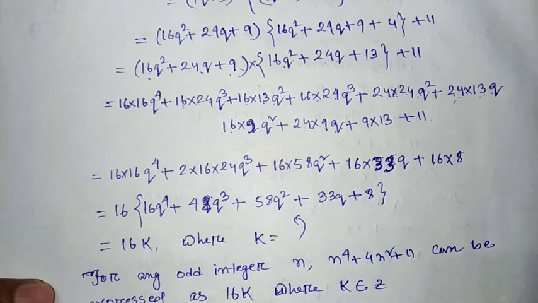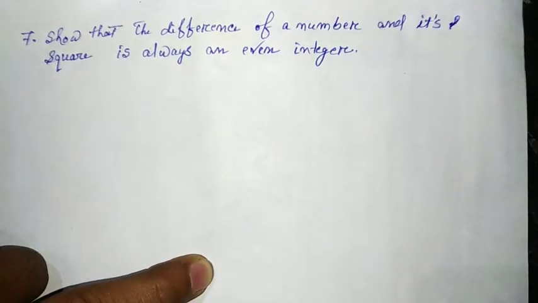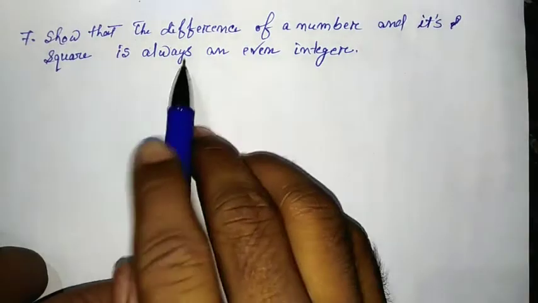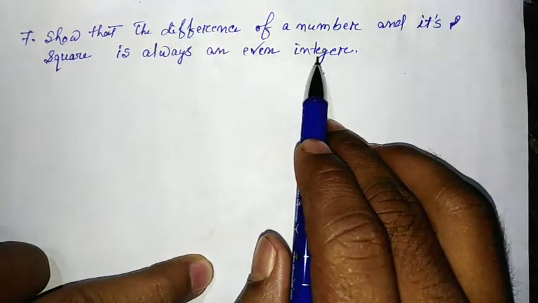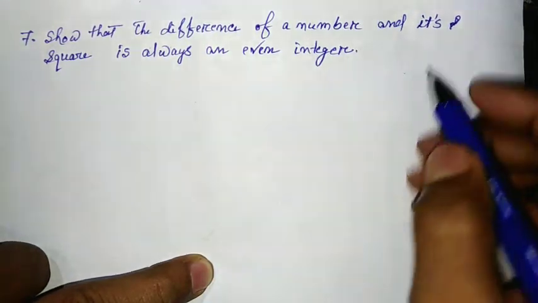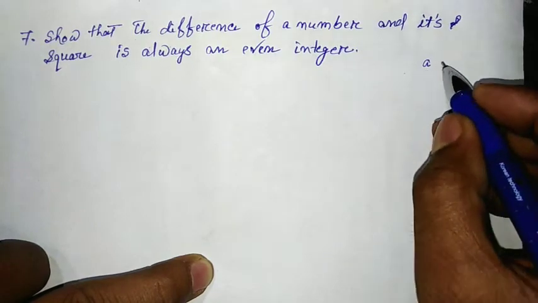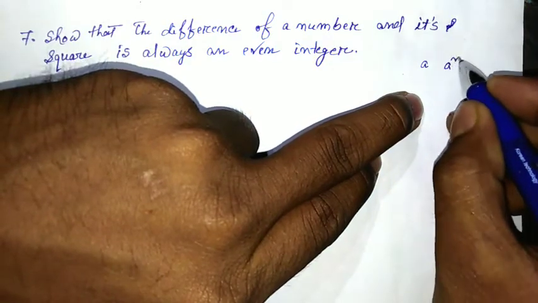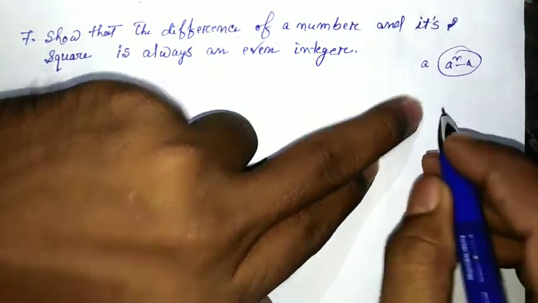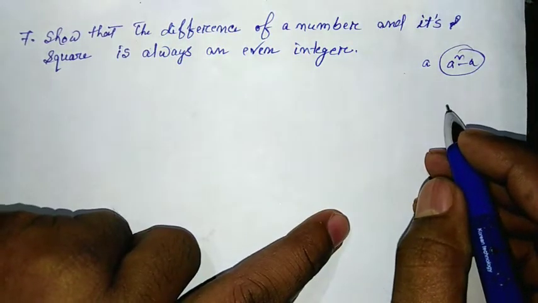Let's go to the next number. Question number 7. Show that the difference of a number and its square is always an even integer. So if a is an integer, then the difference of its square and a, that means a square minus a, is an even number. We have to prove it.